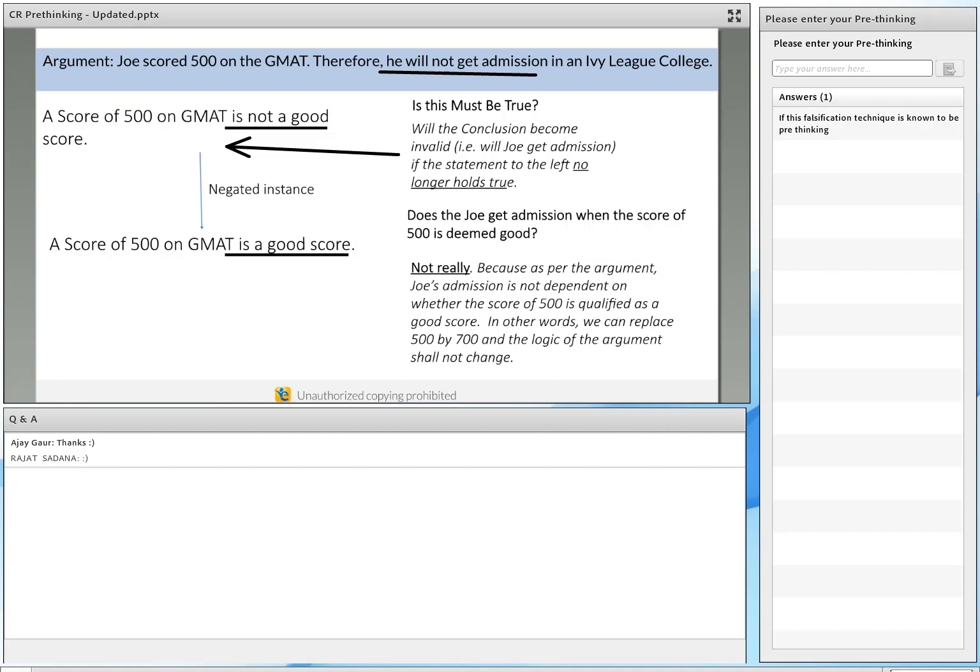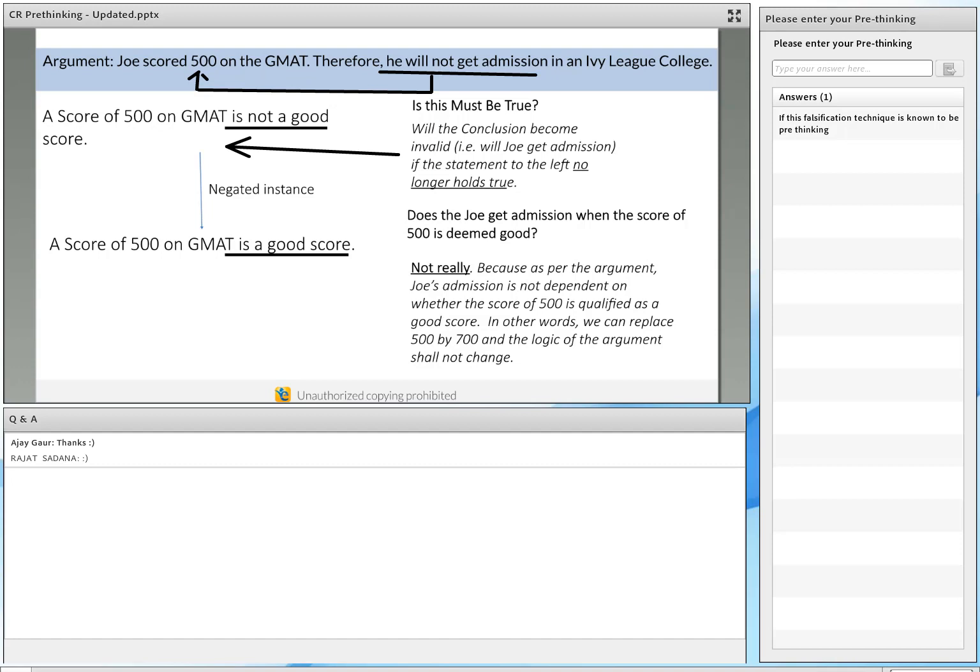So if this no longer holds true, its negated instance holds true by definition, which means a score of 500 on the GMAT becomes a good score. Which also means, hey, does Joe get admission if a score of 500 is deemed to be a good score? The answer is not really.